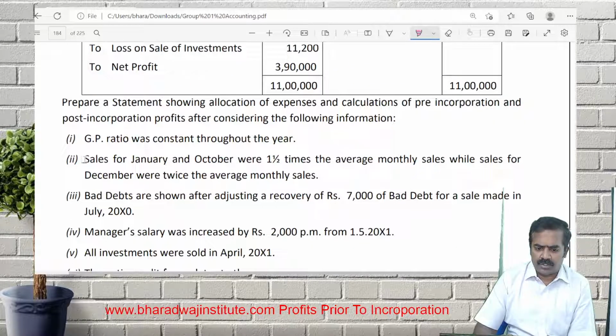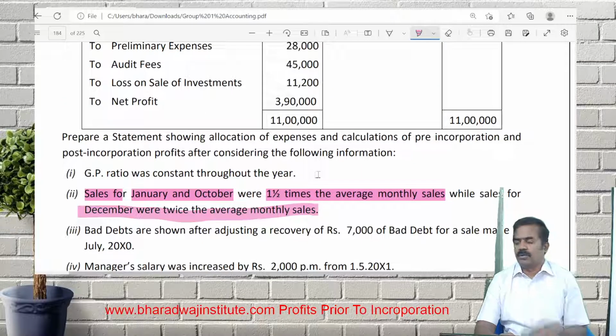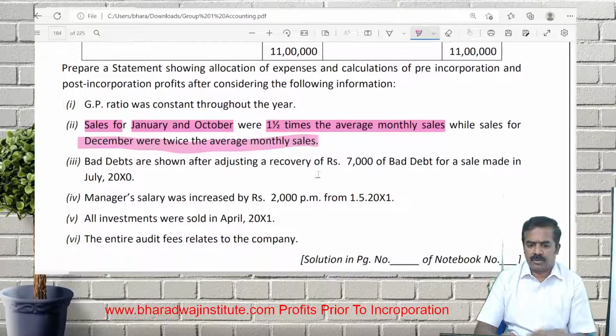Gross profit ratio was constant. Sales for January and October was how much? 1.5 times of which one? Average monthly sales. Sales for December is how much? Twice the average monthly sales. Based on this, you have to work out which data? Sales ratio.